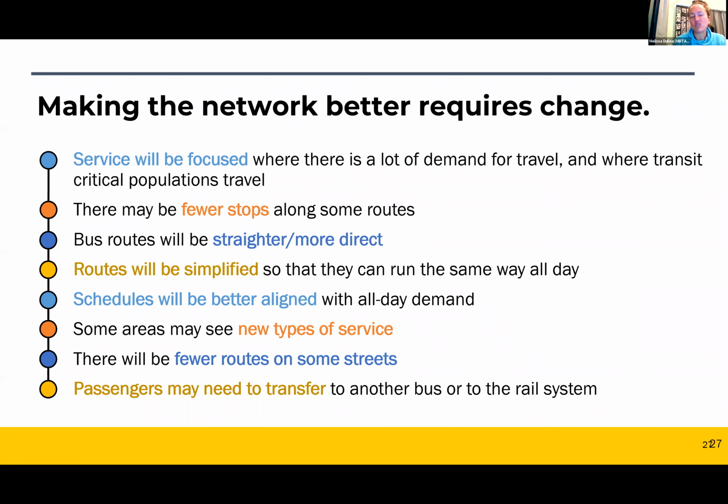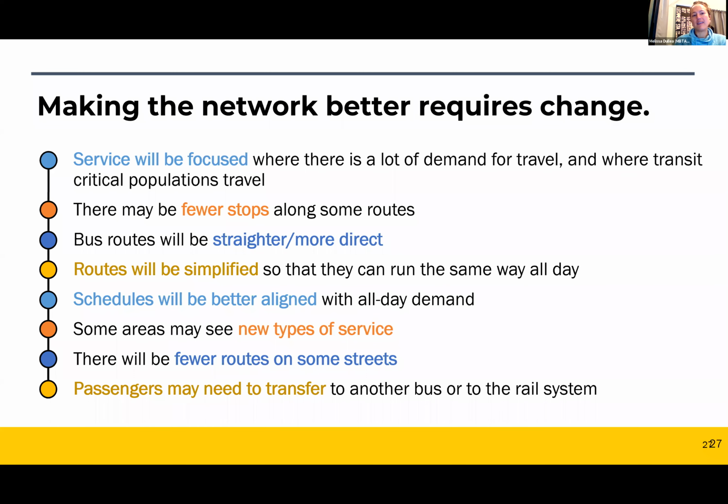We're also looking to make bus routes straighter and more direct. We're looking to simplify routes so that they can run the same way all day and try to get away from some of our practices of having a different route that operates during peak periods or a different route that operates on Saturdays only. It can be very complicated to look at some of our schedule cards when we have different service patterns operating at different times of day. We also want to align our schedules better with all-day demand so that people can really rely on transit, not just for those peak period work commute trips, but for the whole variety of trips that people are making over the course of a week.